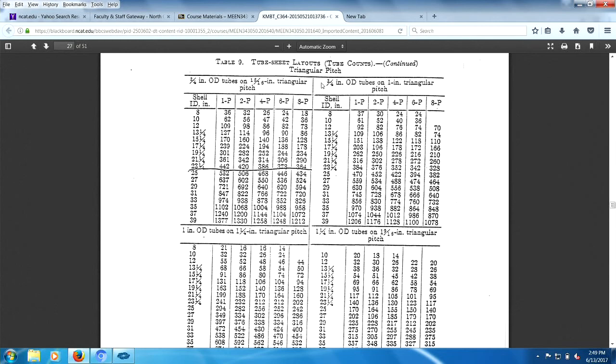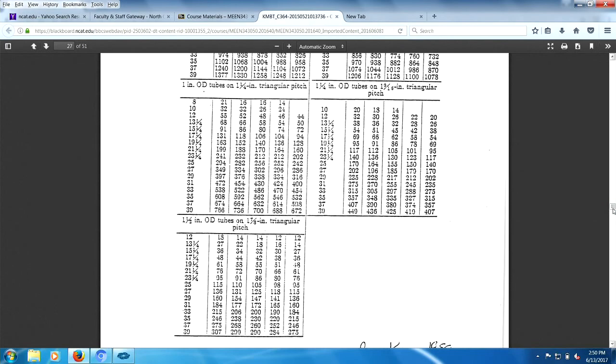Anyway, we have triangular pitch, which we'll get to a little later. We have 3/4 inch OD tubes and a 15/16 inch triangular pitch. We have the shell diameter, the inside shell diameter. Outside shell diameter doesn't matter now. We don't care about the outside, except it's got to be thick enough to handle the pressure. And so if I have a 23-inch shell sitting here, I'm doing a one pass, right? I would have a possibility of putting in 442 tubes that are 3/4 inch. Isn't that fantastic? That's fantastic, I'll tell you.